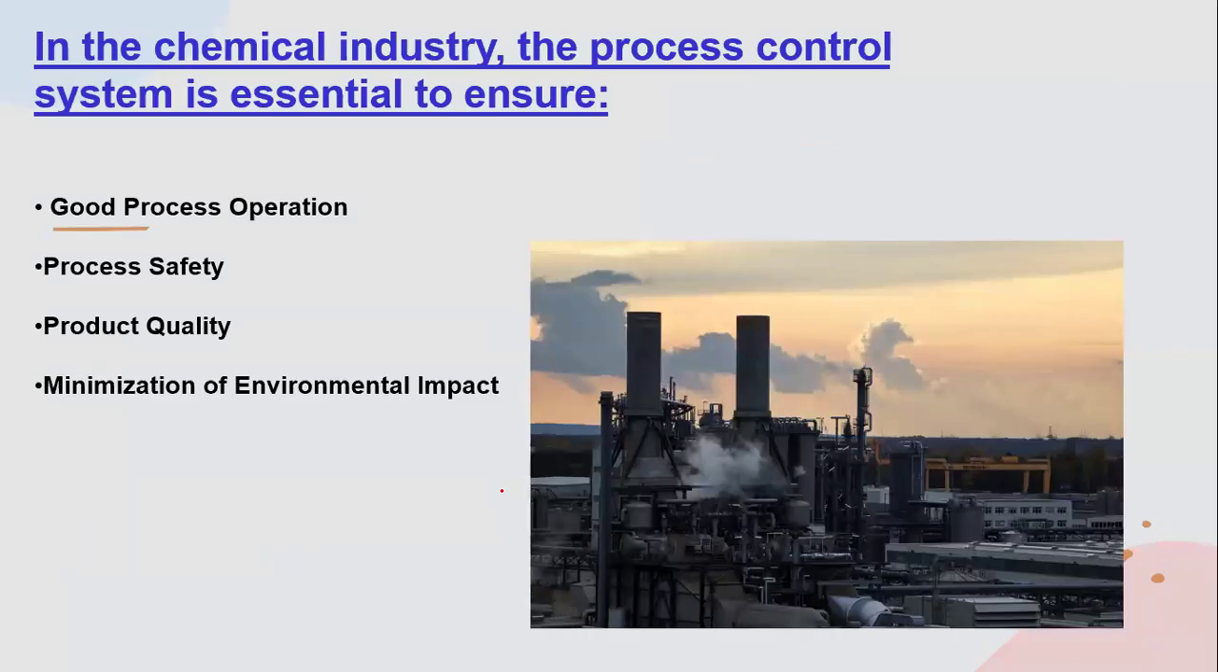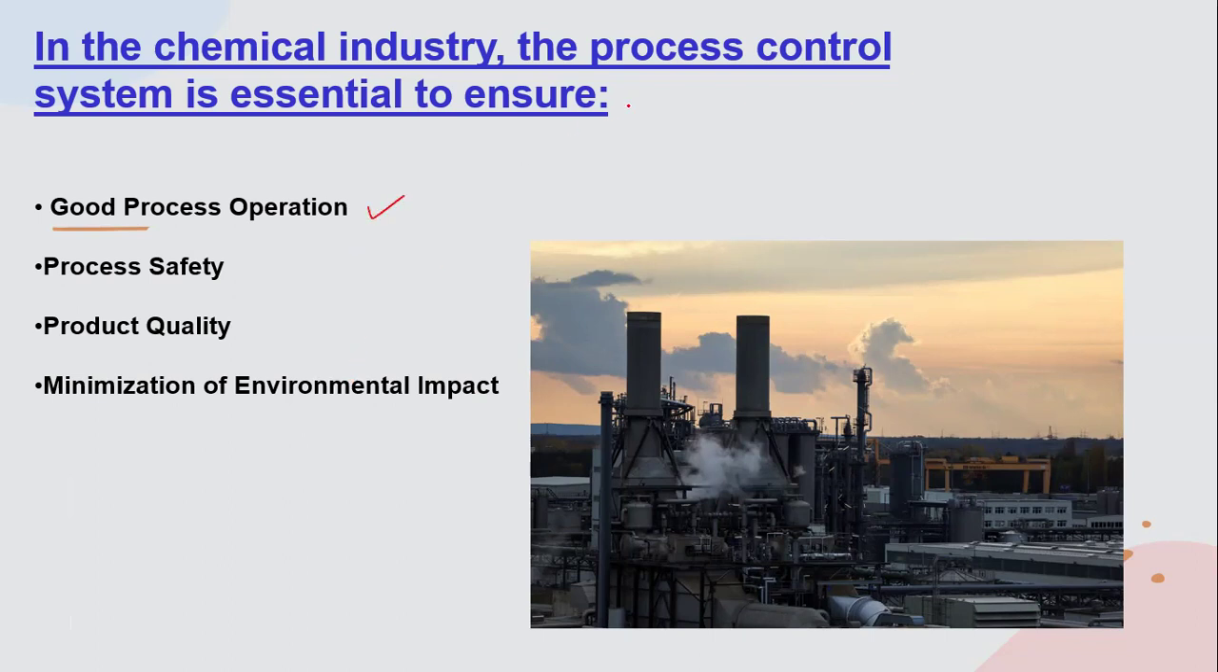Now here we're going to talk about the importance of process control. Why is it important? We have the industries, right? We have the chemical industries, like the one that we see over here. This is a chemical industry. Now, in this chemical industry, we have process control. Why do we need process control? Because number one, we need a good process operation.